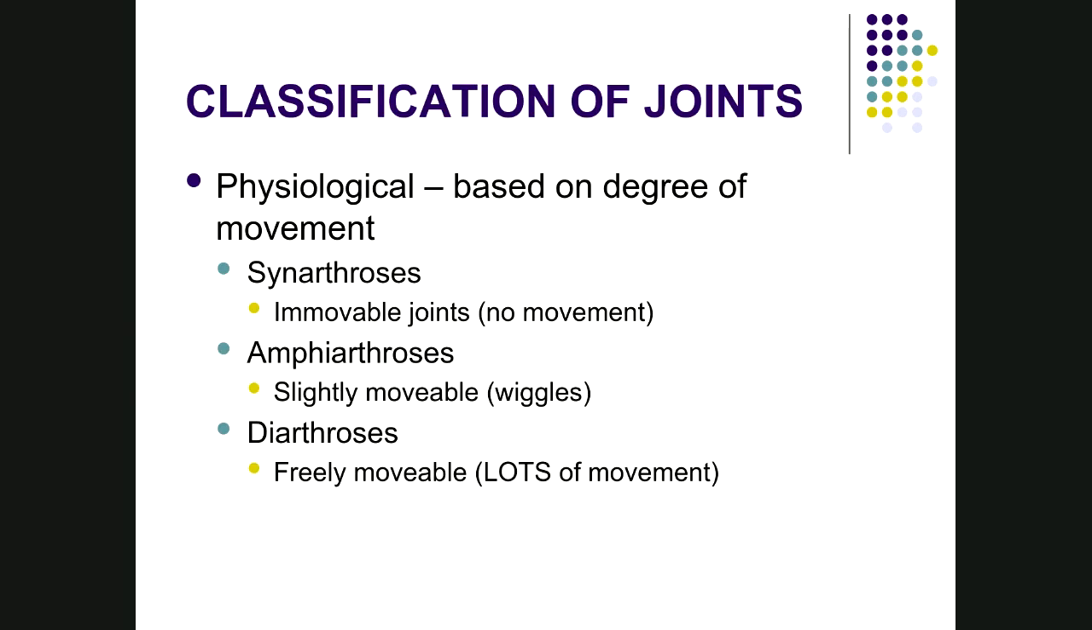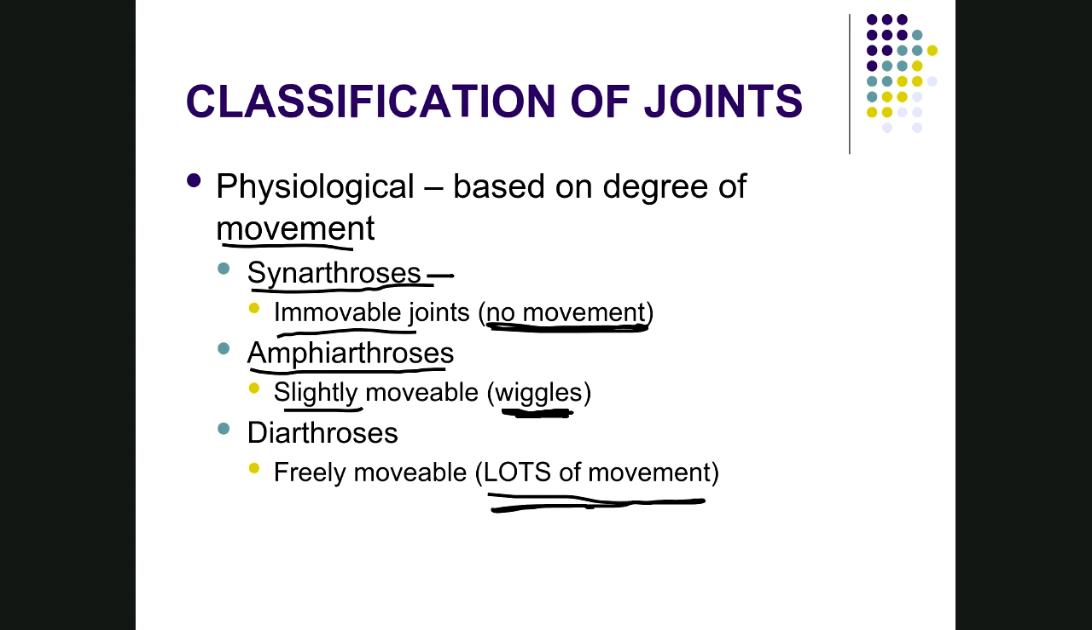There's this other way of classifying joints too, and this is again based on movement. So some joints don't move at all. There's no movement whatsoever. They're immovable. Those are called synarthroses. There's some joints that are slightly movable. In other words, they just sort of wiggle a little bit. Those are called amphiarthroses. And then most of our joints have lots of movement. They're freely movable. And freely movable joints are diarthrotic.